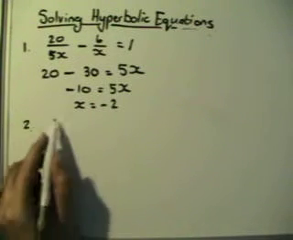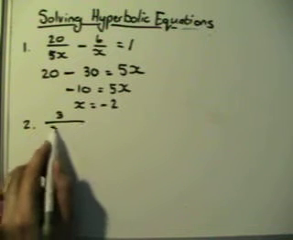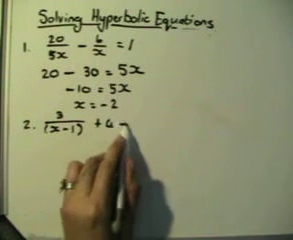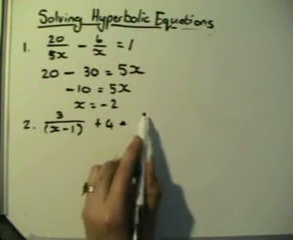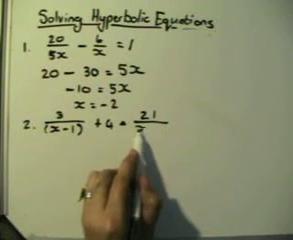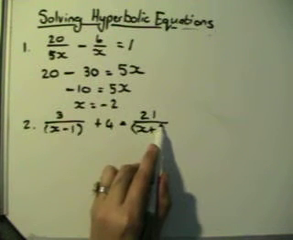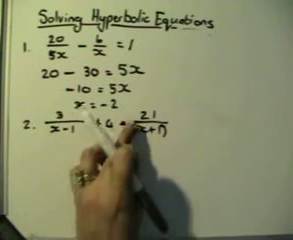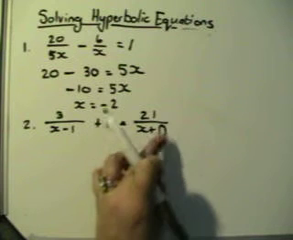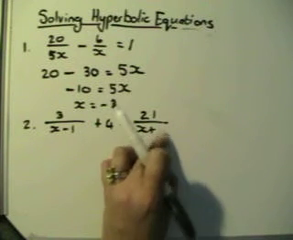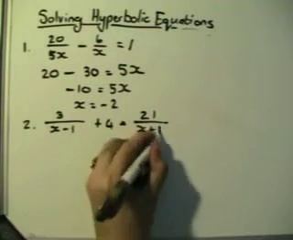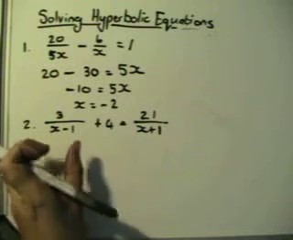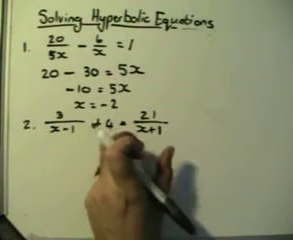So say for instance I have now 3 over x minus 1 plus 4 is equal to 21 over x plus 1. Now, although if they gave it actually to me like this, I fill in the brackets already by habit. I'm just going to show you first. Although there's an x and there's an x, this is an expression which is one term, and this is an expression which is one term.